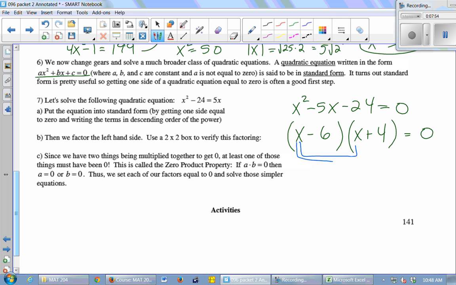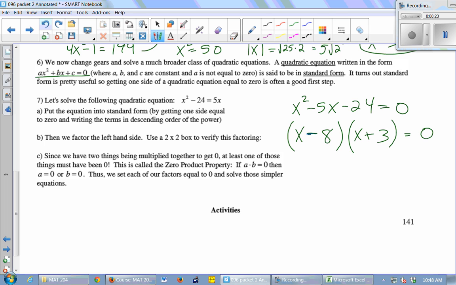8 and 3. You did the check faster than I did. X minus 8, x plus 3. Yep, and the way you pick the 8 and the 3 is you say, okay, 8 and 3 multiply to 24, negative 8 and positive 3 multiply to negative 24. But when you add them together, negative 8 and 3 make negative 5.